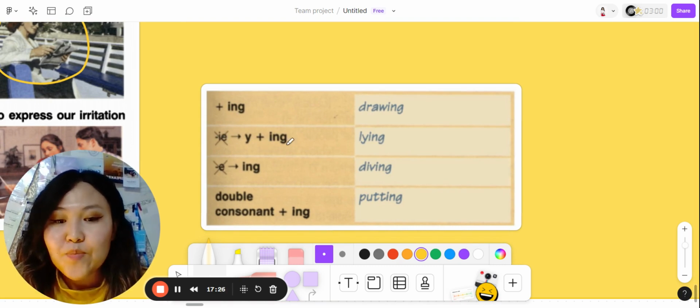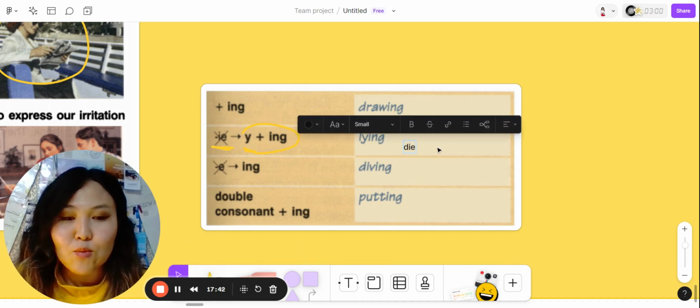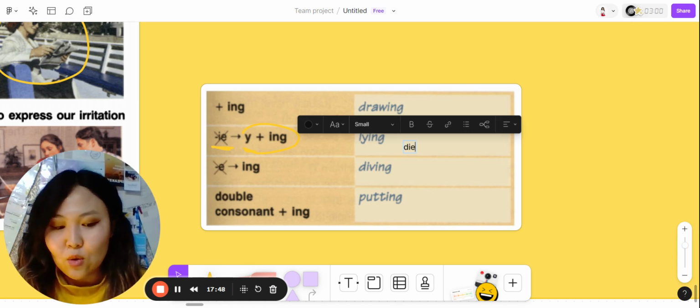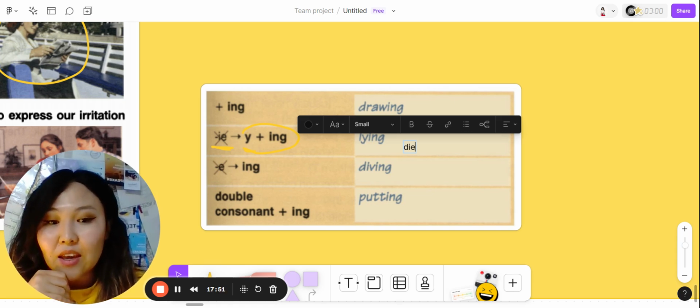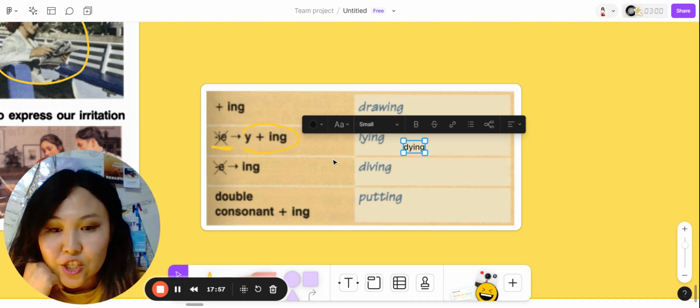We add y plus ing when it comes to some verbs that finish with these letters, like ie. Here we have an example like lying. I will add one more, die, and if it's a process and it's happening right now, I can say dying, and I need to use y plus ing instead of ie and ing.